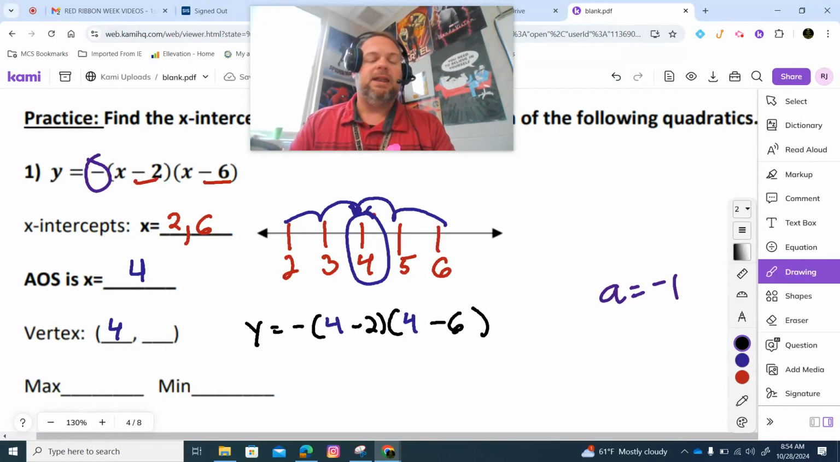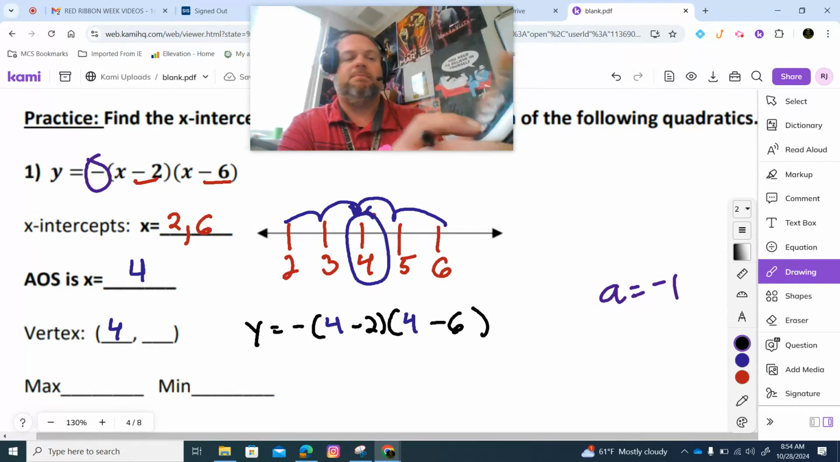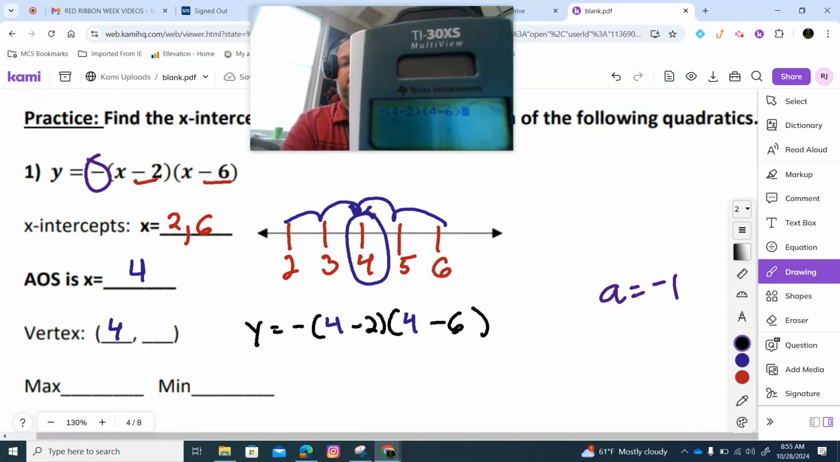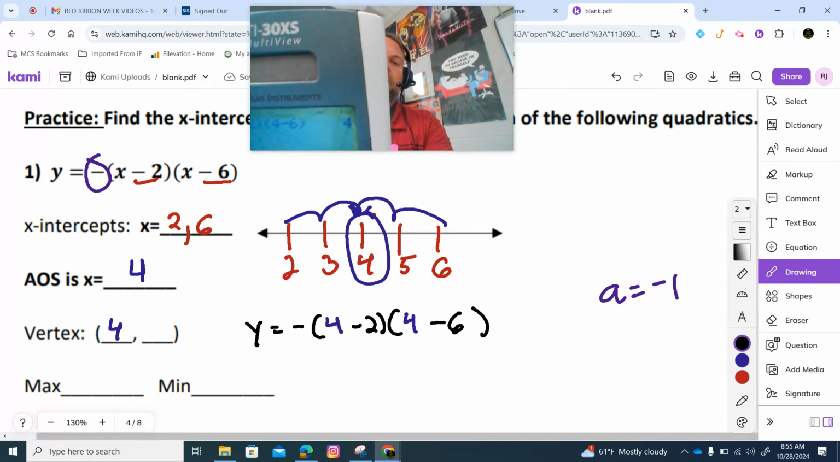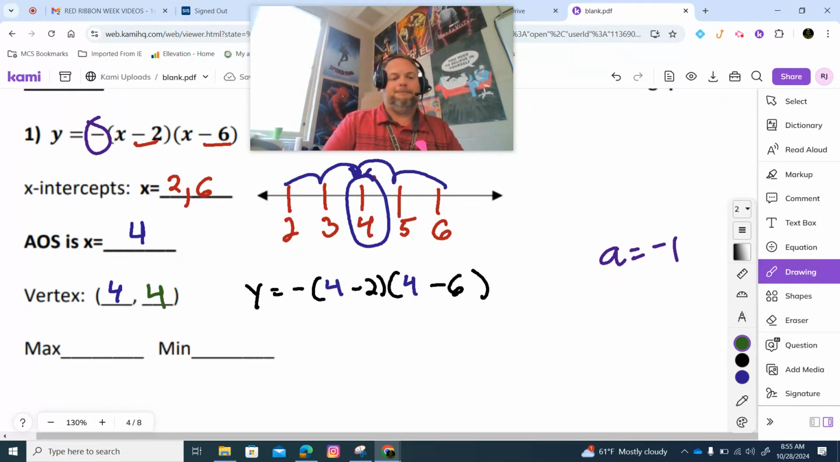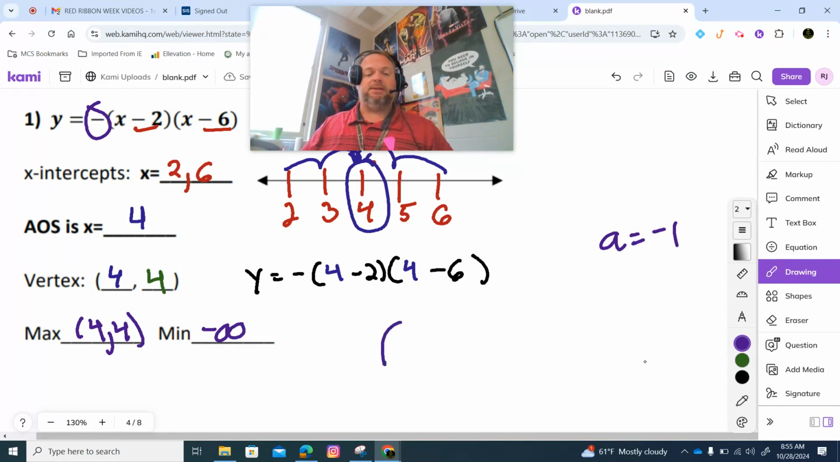My vertex. Now remember, there is a negative out front. So this is this button, negative, not minus. So negative, open parenthesis, 4 minus 2, 4 minus 6. Uh-oh, we get a 4. That was not on purpose. All right. So our A was a negative, okay? That means our max is our vertex, and our min is negative infinity because it opens like this, okay?